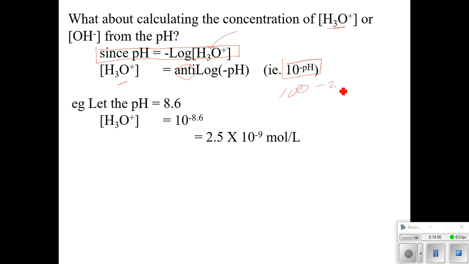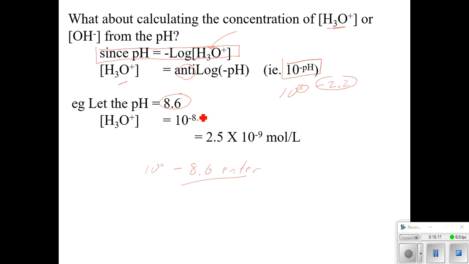For the x, you're going to put in negative whatever that pH happens to be. Maybe it's 2.2 for the pH. In the example that I have here, if the pH is 8.6, you can try this in your calculator. You're going to get the 10 to the x button, and then you're going to put in a negative, and you're going to put in your number 8.6, and you're going to press enter.